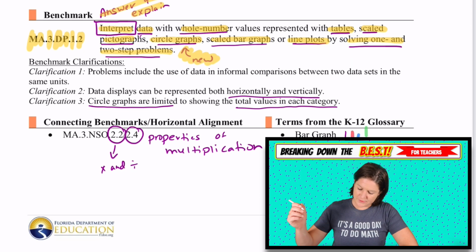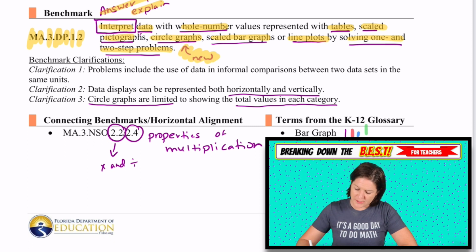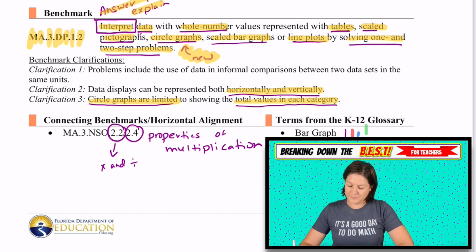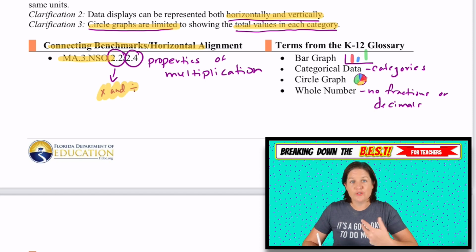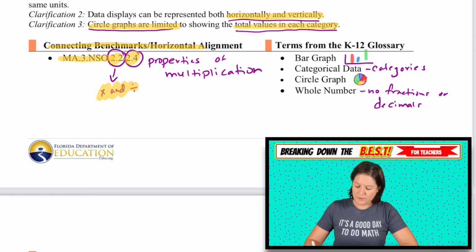All right, so in benchmark clarifications, again, pointing out the horizontal and vertical display of the data. It says here that circle graphs are limited to showing the total values in each category. Some of the connecting benchmarks here that they suggested were MA.3.NSO.2.2, which is our understanding and exploring multiplication and division. And 2.4 is the properties of multiplication.